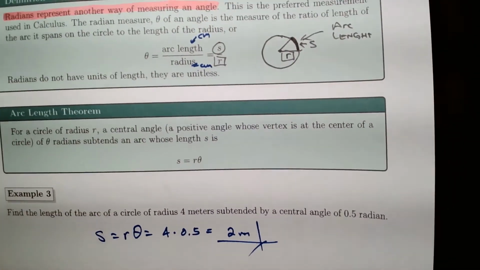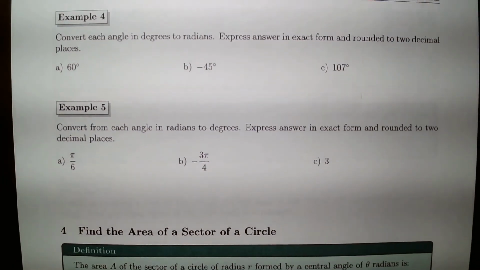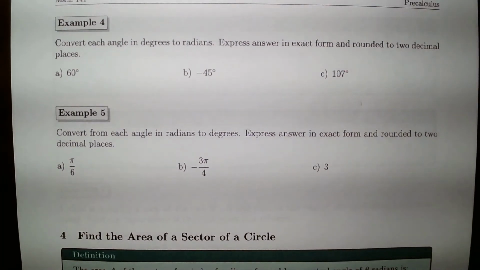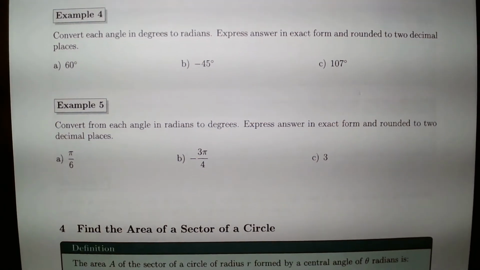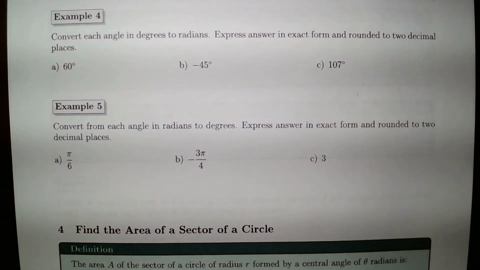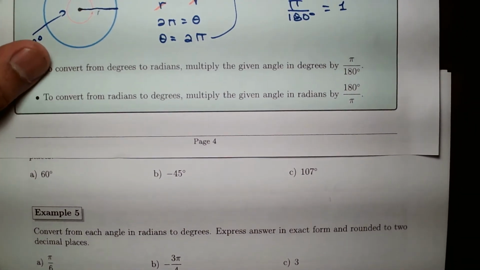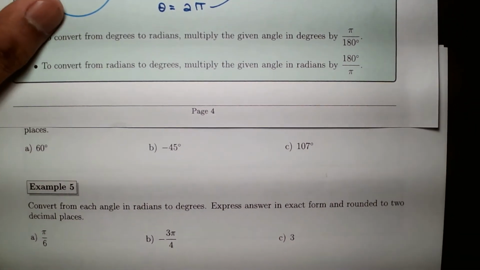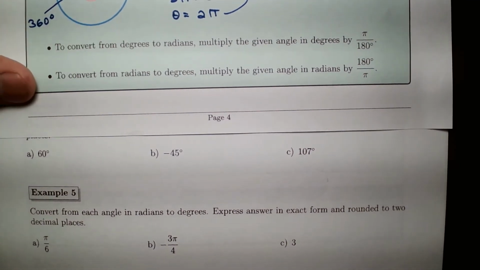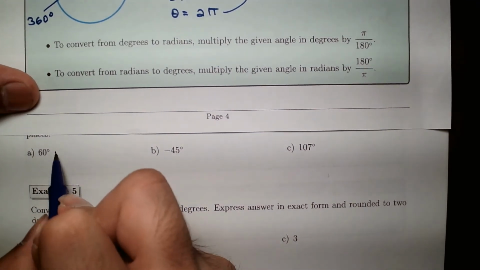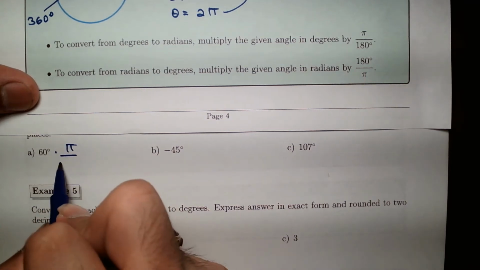So let's do a couple of examples in which we convert degrees to radians. So to convert degrees to radians, well, let me actually keep the page here. We multiply by pi and divide by 180.